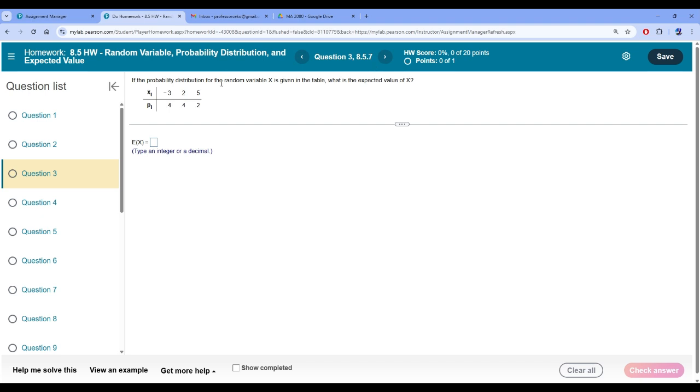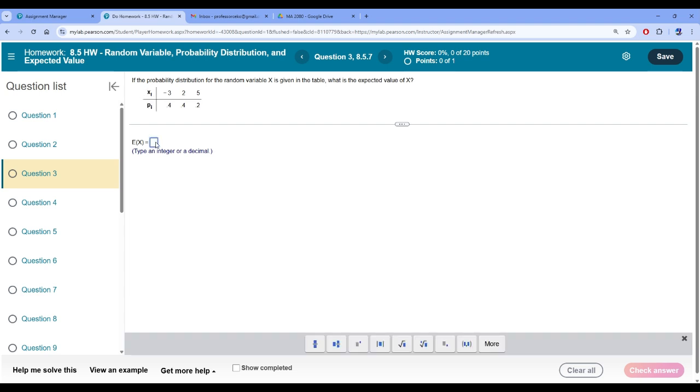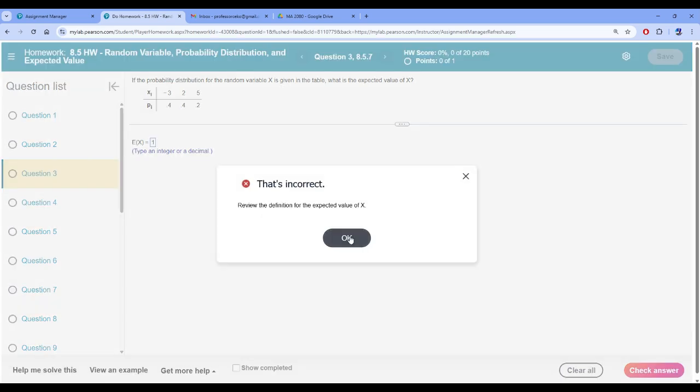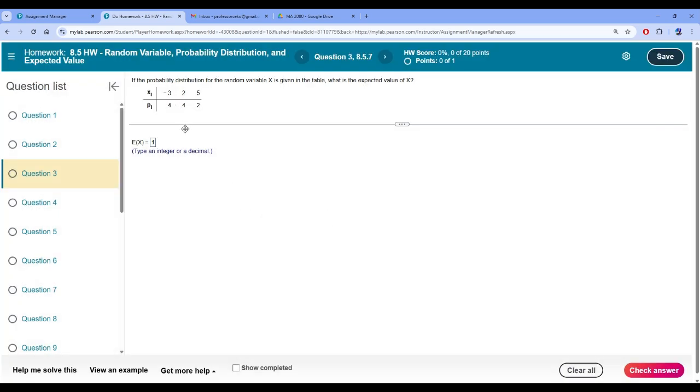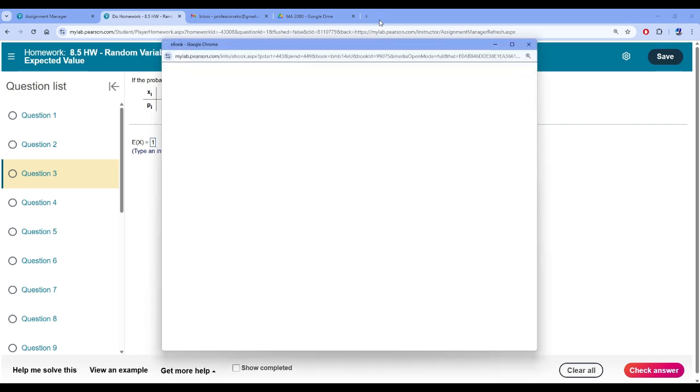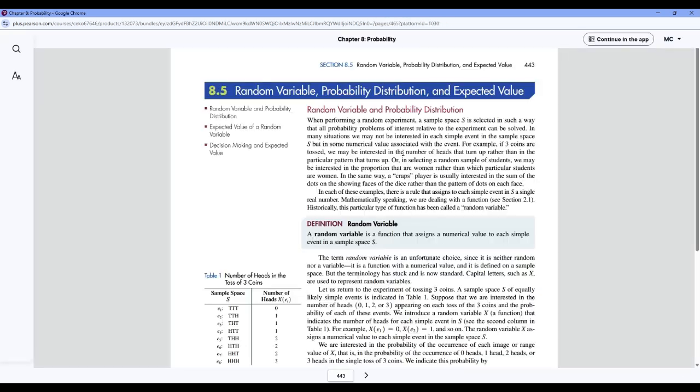So here, xi is your number and it's the probability. So E of x should be 1. Review the definition of the expected value. The expected value here... Oh, wait, what am I doing? I should be reading the textbook. My mistake. All right, let's get into it.